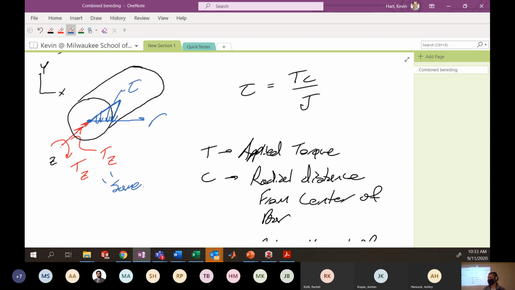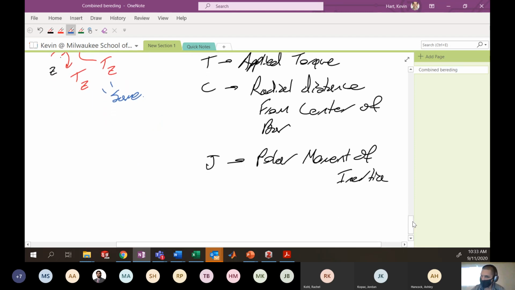Hopefully we talked about all these different types of moments and torques and loads that you could apply to a cross section and get a variety of these different stresses that develop inside of a beam. Now, before we talk about the analysis for combined loading, we have to talk about the method of superposition.